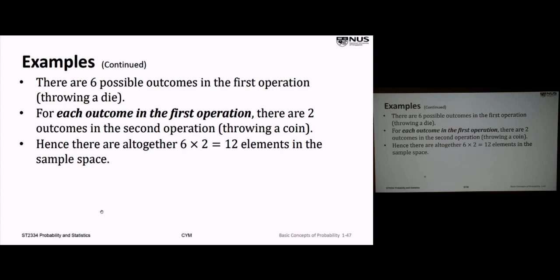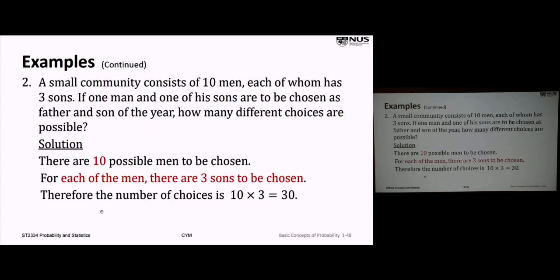Okay, good. So the second example is the following. So a community consists apparently of 10 people, 10 men in this case, and each of them has 3 sons. And so basically, one of the men is going to be chosen, along with one of his sons, to be the father and son of the year, apparently. The question is, how many possible outcomes are there in this scenario? I.e., how many possible winners could there be?